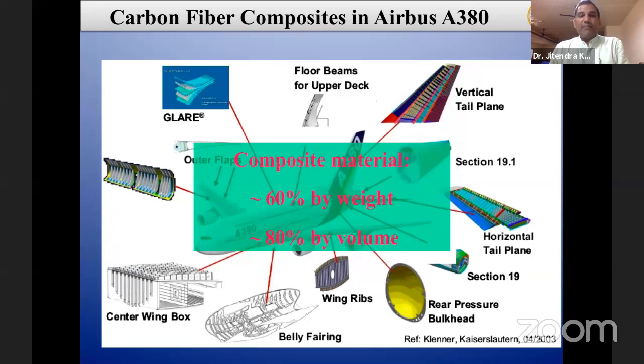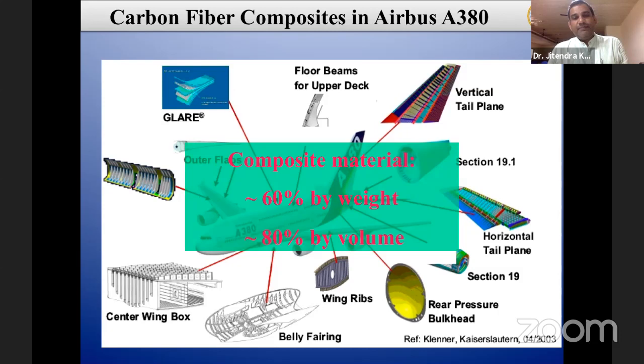And if we use composite material, you can see that about 60 weight percent of the composite material is used in that particular Airbus, and 80% by volume we are using composite material in the Airbus. So this shows that we are mostly moving towards a complete change of materials to composite material, because of its better properties than the metal material. And also it is lightweight compared to metal.